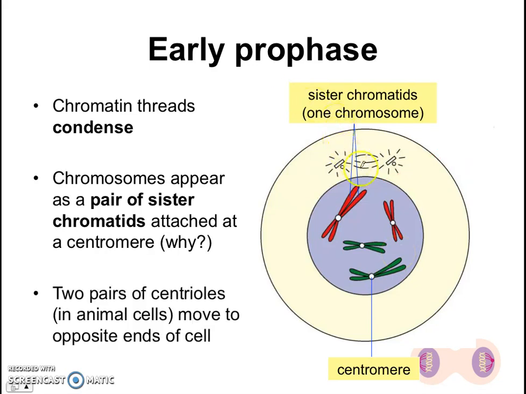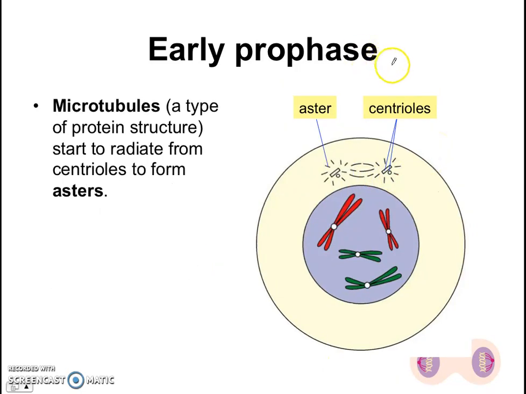Right, next, you'll also notice that the 2 pairs of centrioles, one pair here, one pair here, will start to move towards opposite ends of the cell. Now, as the centrioles move towards opposite poles, they will also begin to radiate microtubules. So these protein structures called microtubules will start to form around the centrioles, and they form star-shaped structures. So it looks a bit like a star, right? So they're called asters.